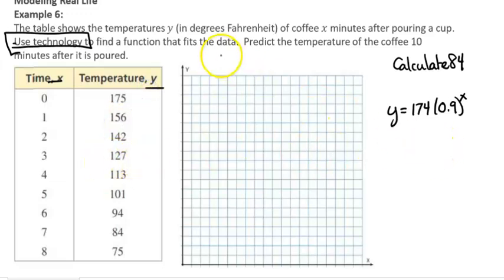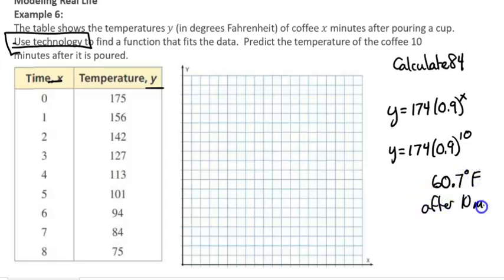So it wants me to predict the temperature of the coffee after 10 minutes. So just plug in 10 and type that in a calculator. All right, and I got 60.7 degrees Fahrenheit after 10 minutes.